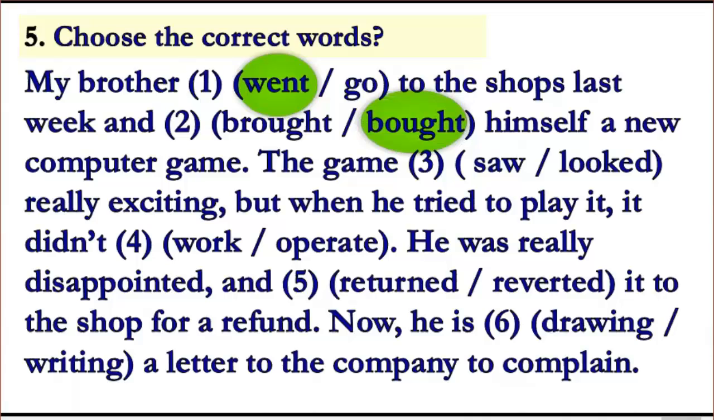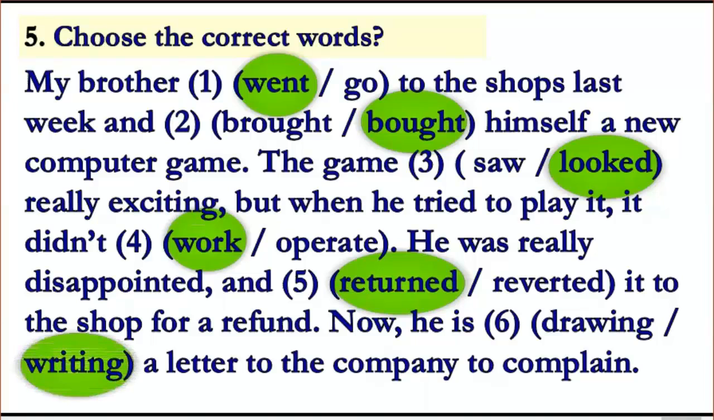The game saw or looked really exciting. Yeah, it looked really exciting. But when he tried to play it, it didn't work or operate. Yeah, it didn't work. He was really disappointed and returned it to the shop for a refund. Now he is drawing or writing a letter. Yeah, of course, he is writing a letter to the company to complain.